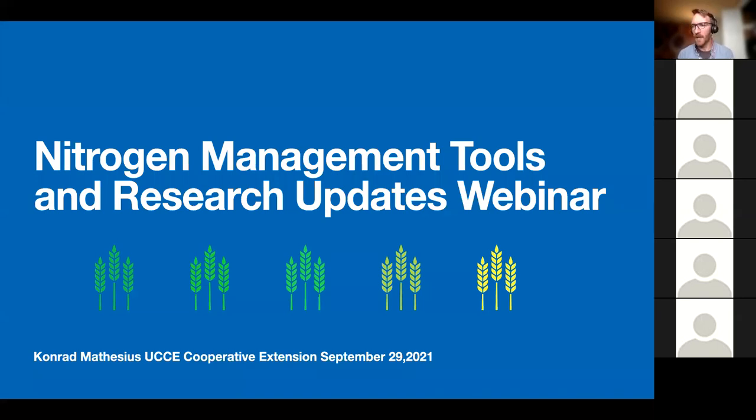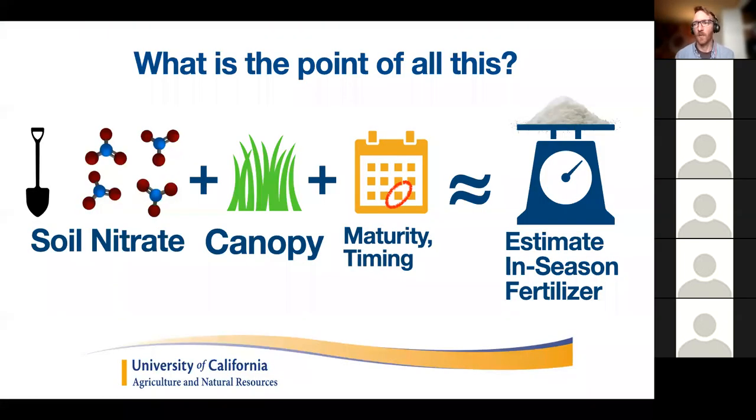So the meat of the sandwich today that I want to talk about is the nitrogen management tools that we've developed at UC in partnership with Mark Lundy and a lot of other people putting effort into this, that are basically allowing us to get an idea of what's going on in the field in season, and then applying and then reacting to that. So what's the point of all this?